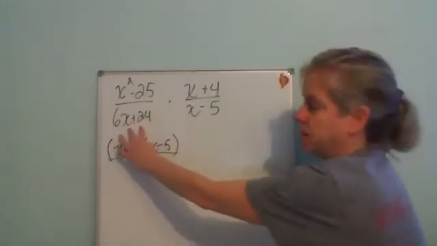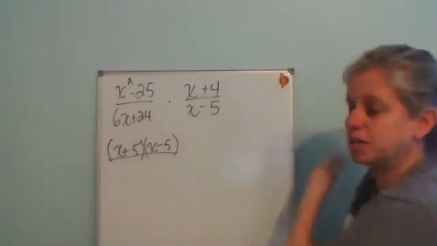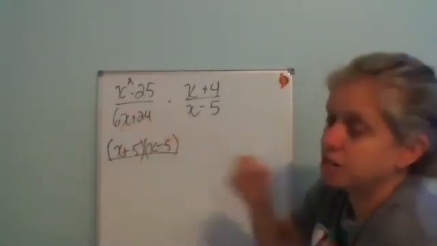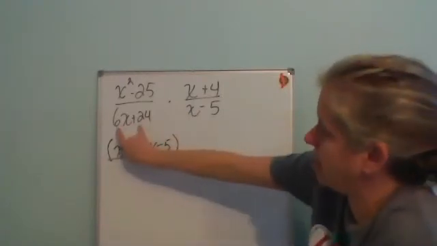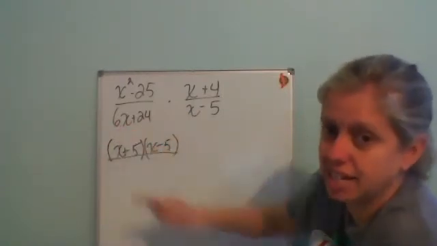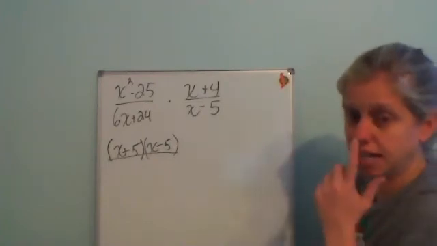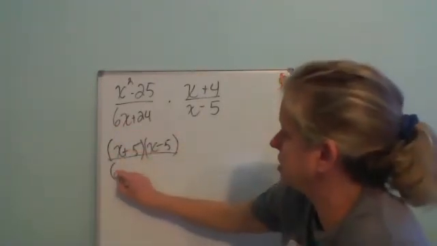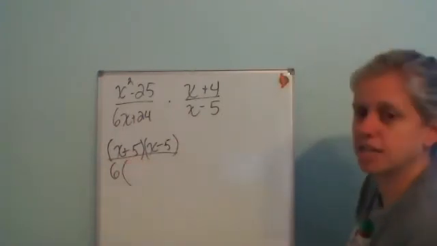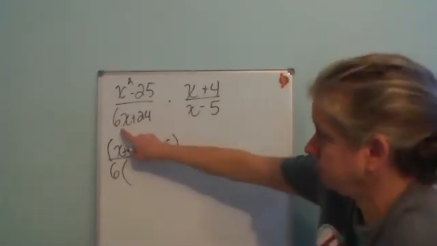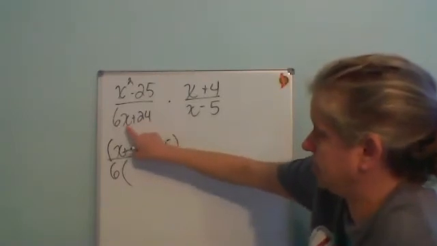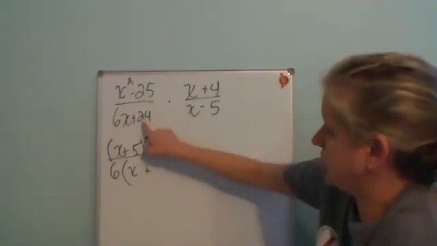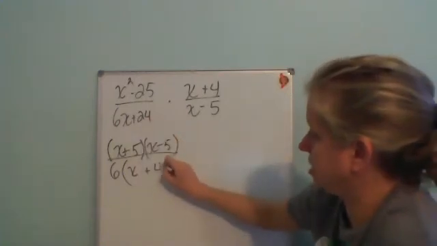In the denominator, again, 2 terms, but this time they're not perfect squares, but I do notice that they do have something in common, right? The highest thing that they have in common is that 6 goes into both of these. So here, I pull out a 6 and put in parentheses what is left. So if I divide these both by 6, here I'll be left with an x. Plus, if I divide that 24 by 6, I'm left with 4.